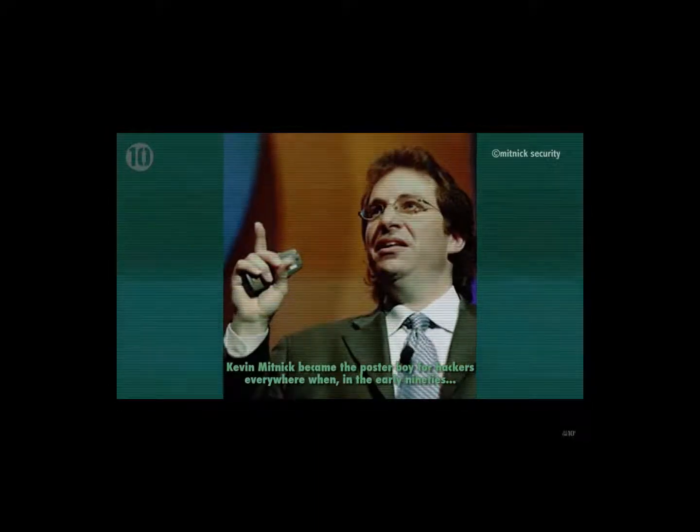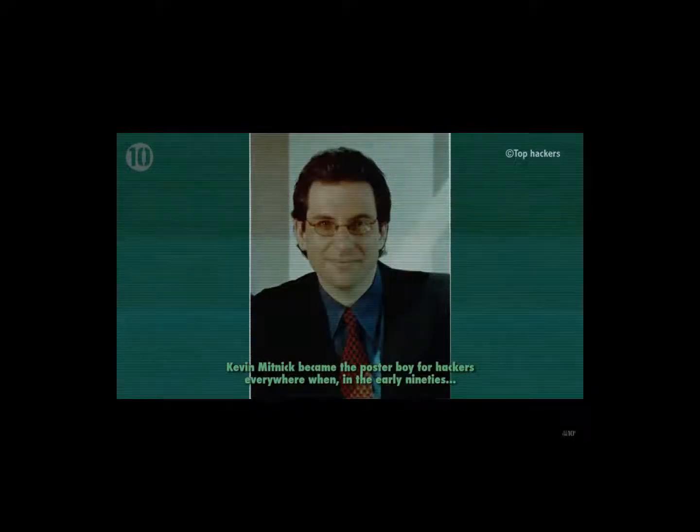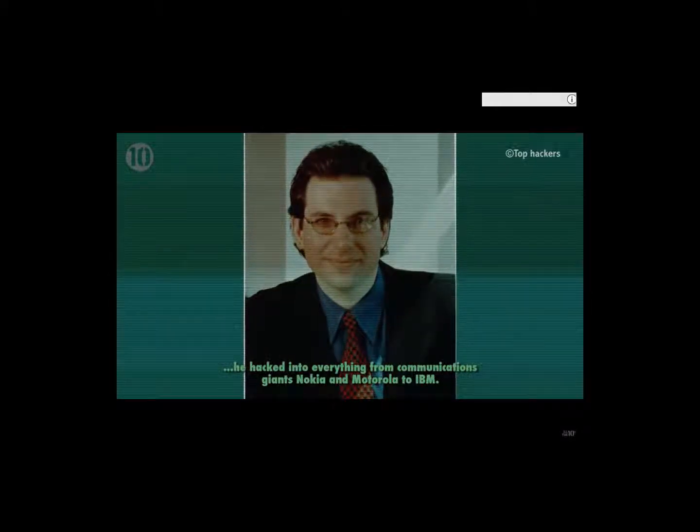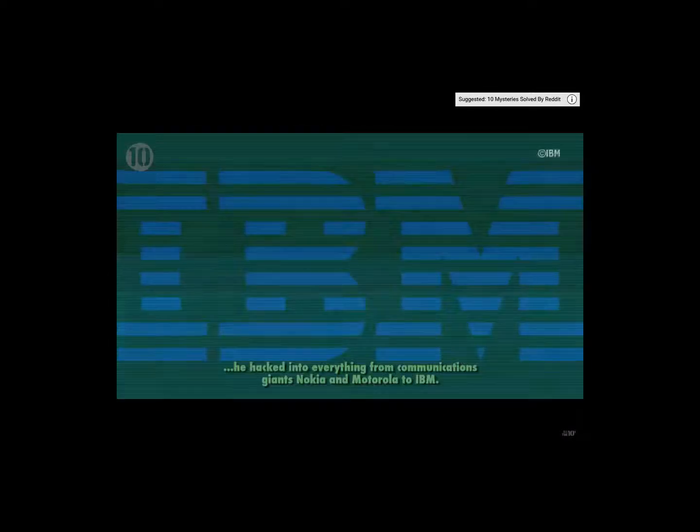4. Kevin Mitnick. Kevin Mitnick became the poster boy for hackers everywhere when in the early 90s he hacked into nearly everything, including Nokia, Motorola and IBM.